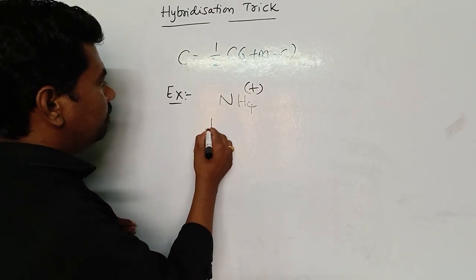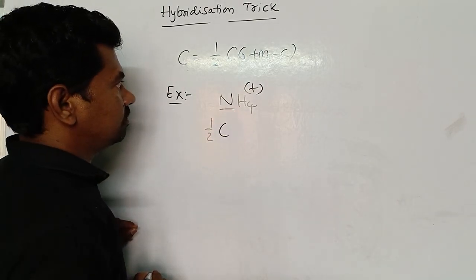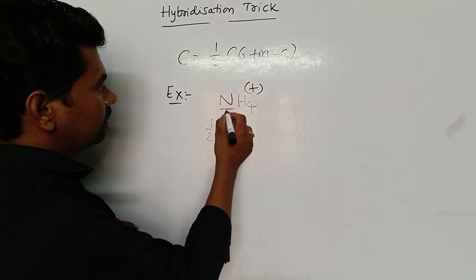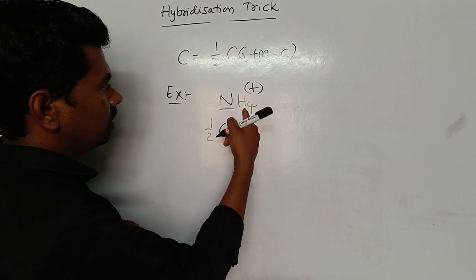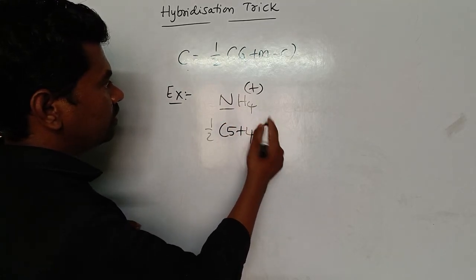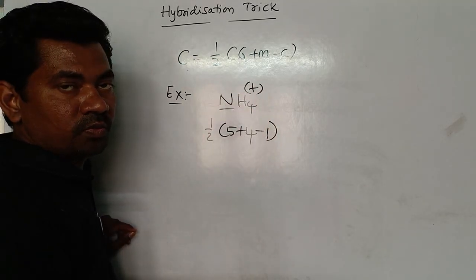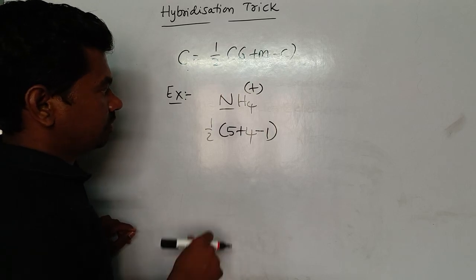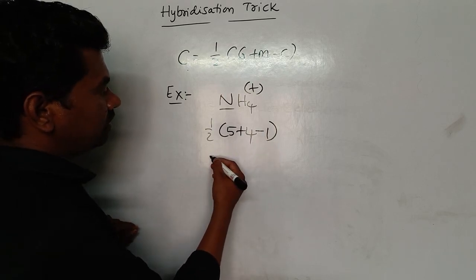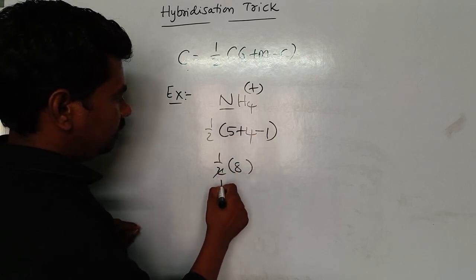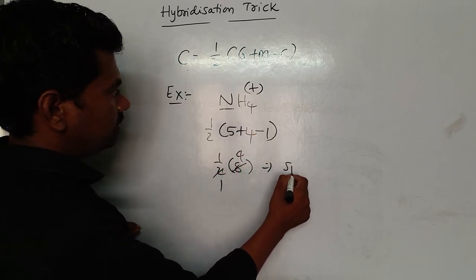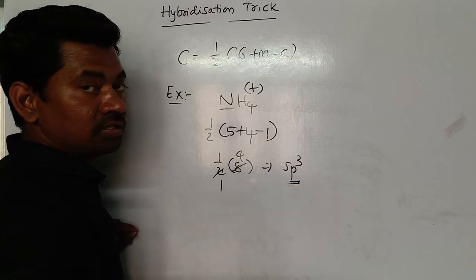Cation. So 1 by 2, the central atom group number is 5, plus 4 monovalent elements, 4 are there, and then minus 1 here. There is a plus 1 charge, so that charge we should subtract. So 4 minus 1, 3. So 1 by 2, then 5 plus 3, 8. Again 2 ones, 2 fours. So 4 means sp3 hybridization.